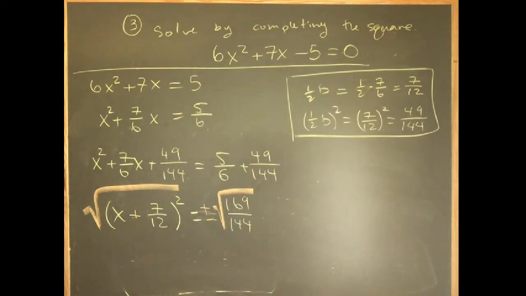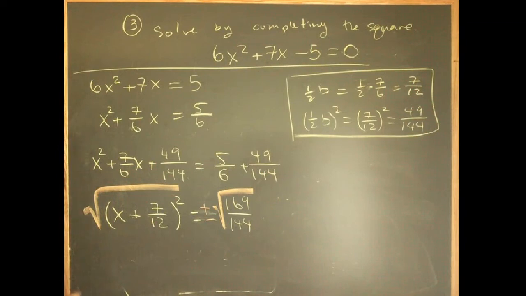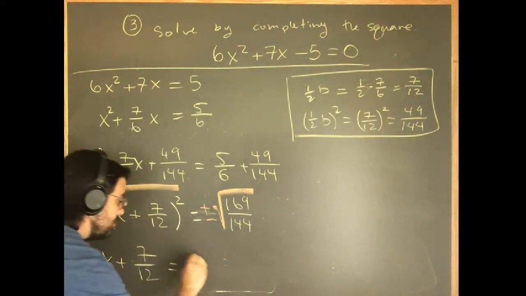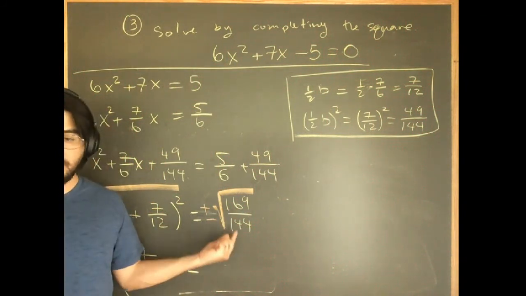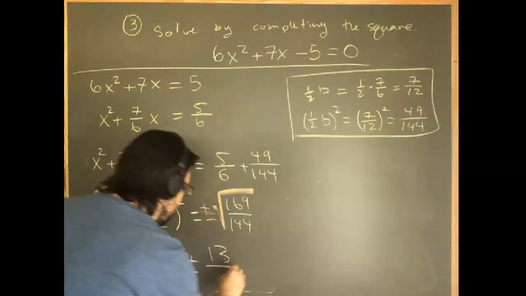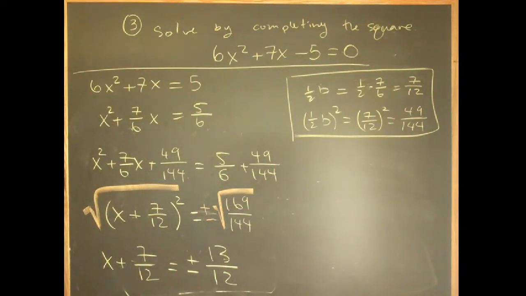Okay. And then when we use the zero factor property, we get that plus or minus. Okay. So here we get x plus 7 over 12 is equal to plus or minus. Now we take the square root of 169 and divide it by the square root of 144. The square root of 169 is just 13, and the square root of 144 is just 12.